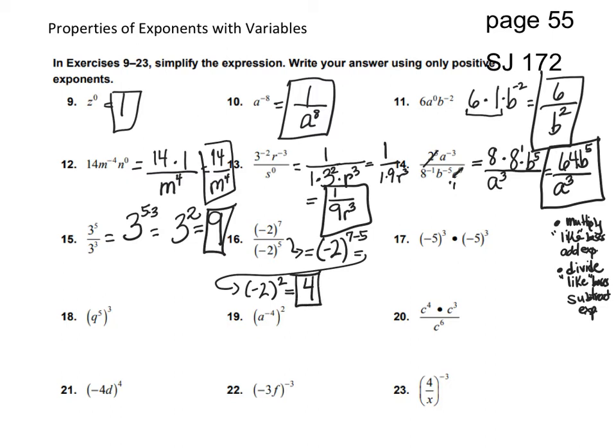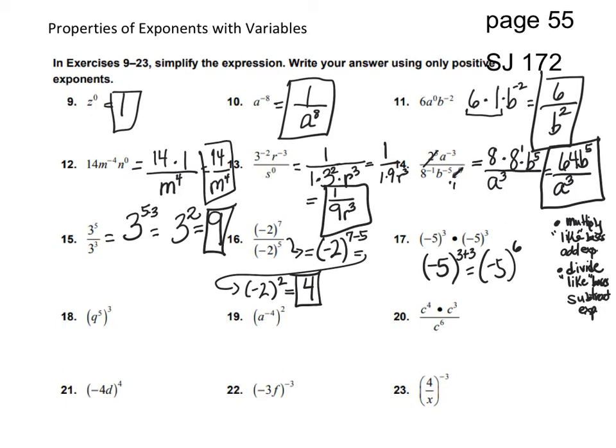Now looking at 17, do I have the same base? Yes, negative 5 to the 3rd and negative 5 to the 3rd. So I'm multiplying like bases. What do I do to the exponents when I multiply like bases? I add the exponents. So negative 5 to the 6th power. Now I may need some help with this one.